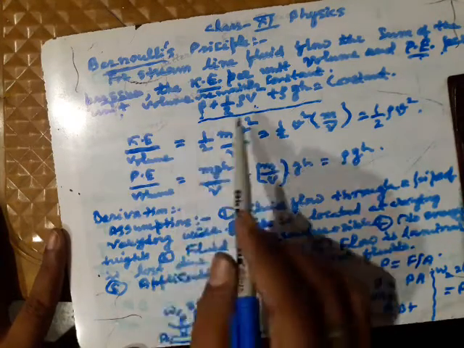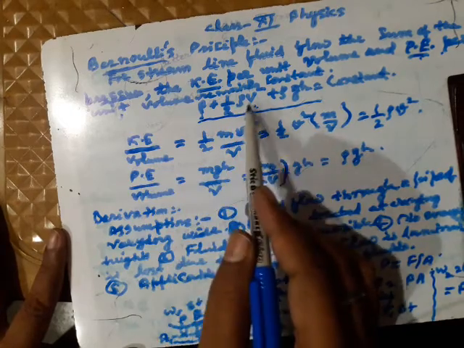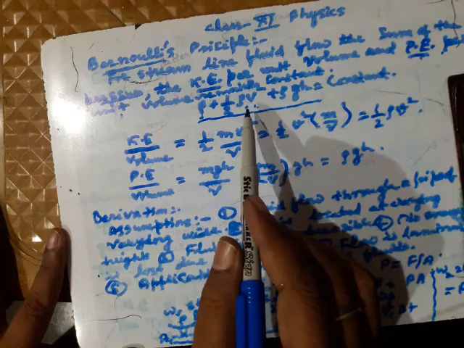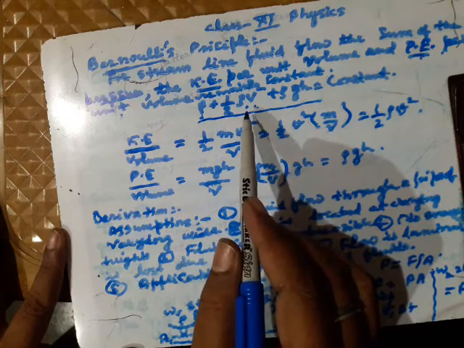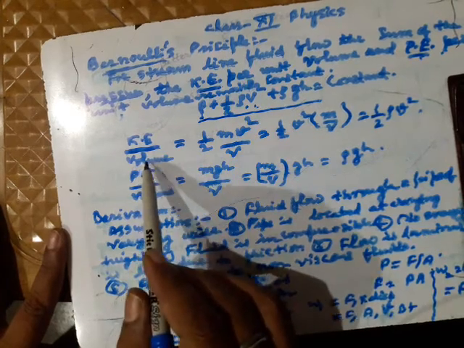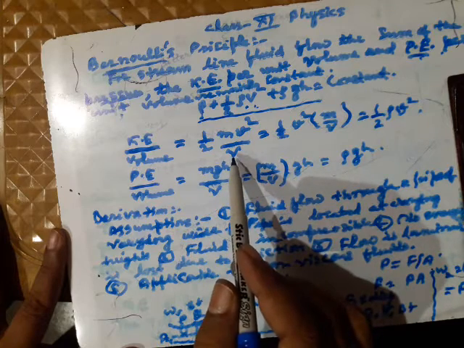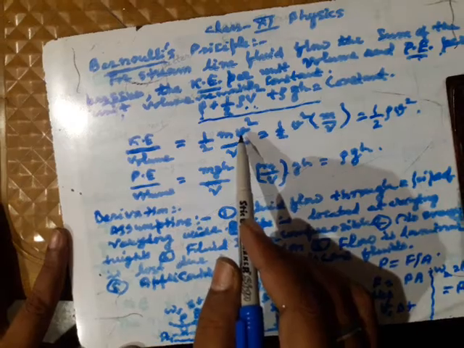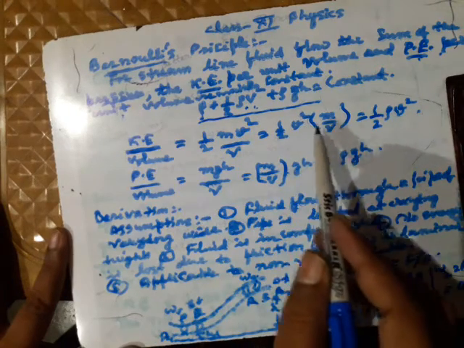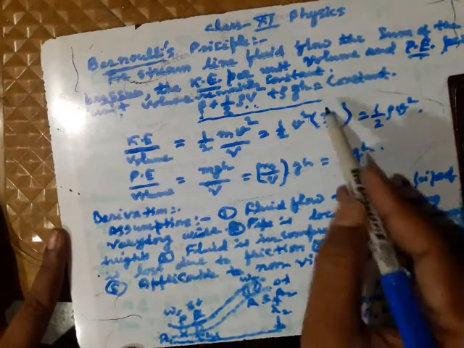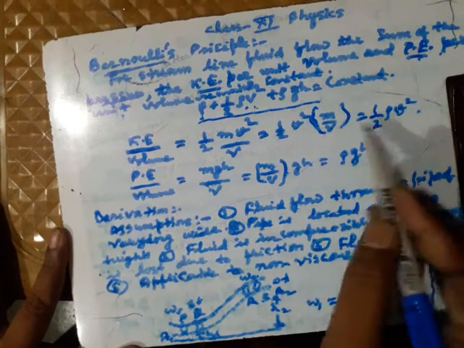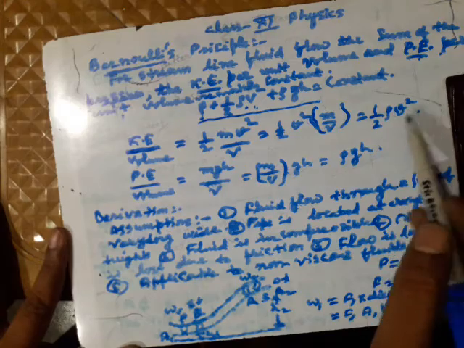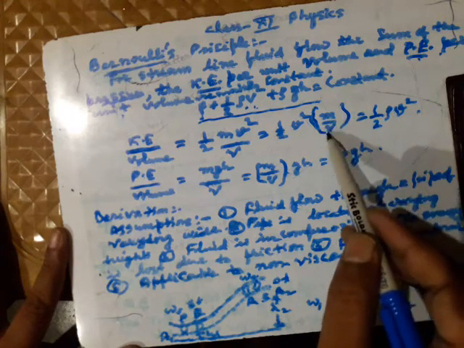Now one by one, kinetic energy: how do you get this term, and how do you keep it in memory? Kinetic energy per volume is half m v square by V. Here this V is volume and this v is velocity. So half v square times m by V. You should know what this is: this is density. So half rho v square. Density means mass per unit volume.